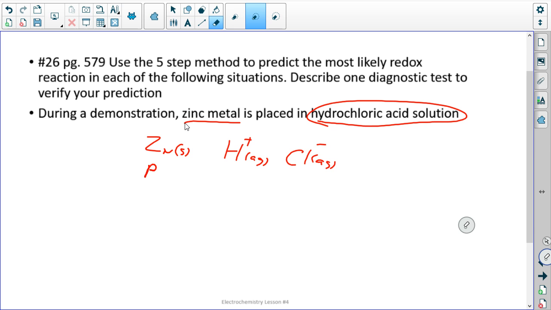Zinc is a reducing agent. Hydrogen ions are an oxidizing agent. And the chloride ion is a reducing agent. What did I miss? Water. I have a solution, so I always have water. It's an OA, and then it's an RA. Which is the strongest reducing agent?